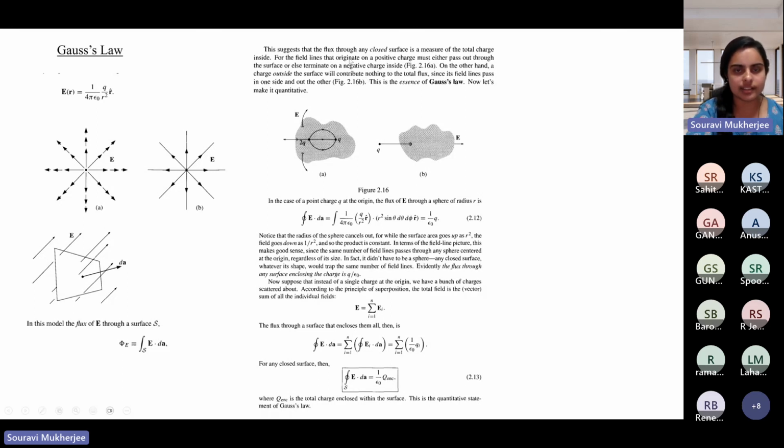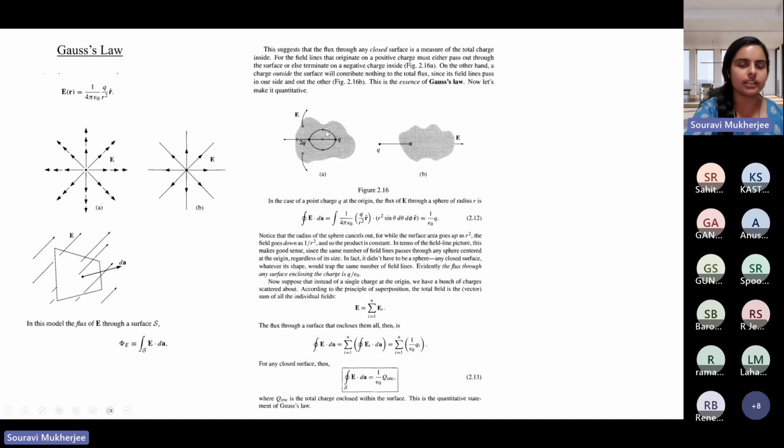So what this tells us is that if you have some flux through a closed surface, it's a measure of the total charge that is inside. And that is what Gauss's law tells you. Okay. So suppose you have some charge Q outside, what would happen? The field lines would cross the volume. So they would go past this surface, right? And then they would come out of the surface. So the net flux here turns out to be 0.